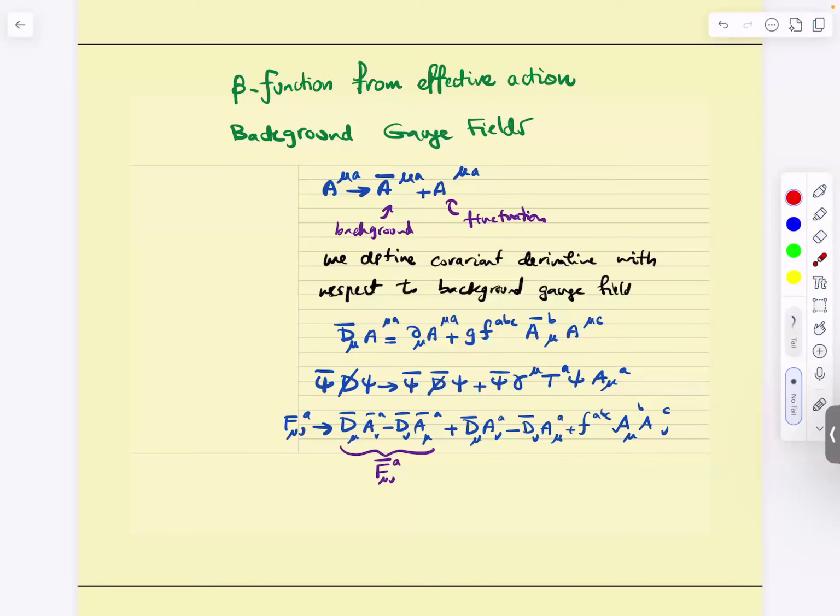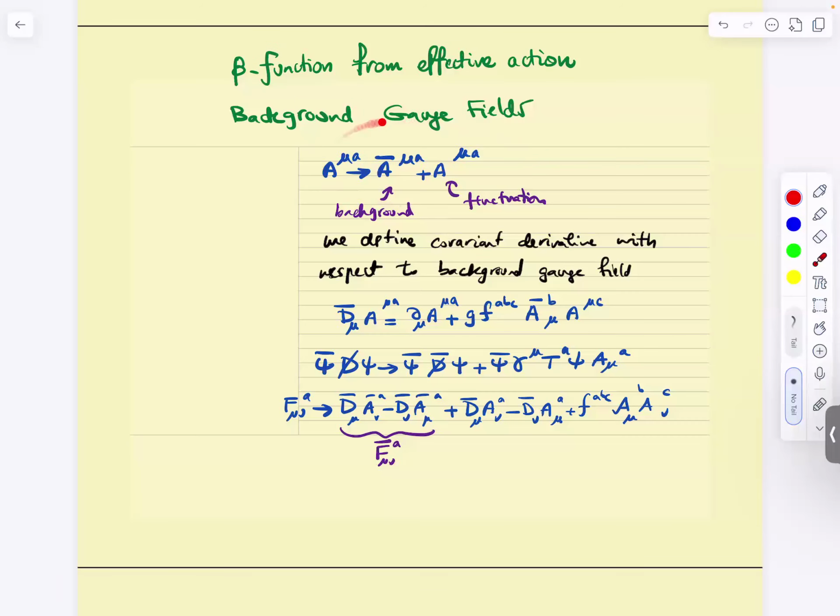Here's something that comes up. You could think of this, if this were QED or electromagnetism, as some background electric and magnetic field. Electric and magnetic fields are physical. A mu has some gauge redundancies. So it's expected that this whole thing is gauge dependent. That's going to be an important part of the story. But let's just proceed with this, right?